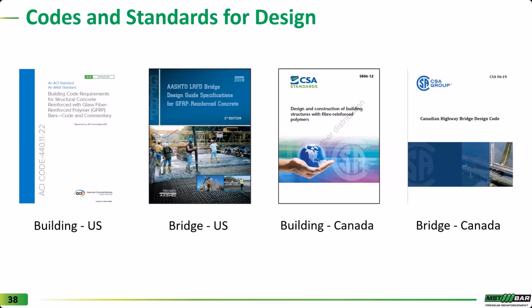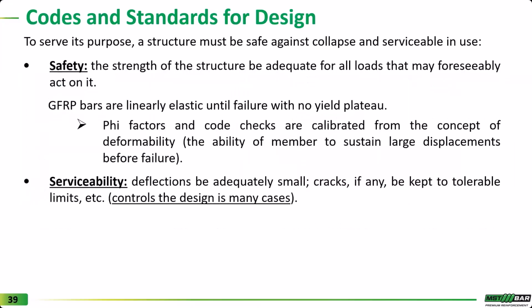Also, when it comes to the design of the highway bridges, there is the second edition of AASHTO LRFD bridge design guide specification for GFRP reinforced concrete. In Canada, we have a standard called CSA S806. This is for design and construction of building structure with fiber reinforced polymer. And also there is another standard, chapter 16 of Canadian Highway Bridge Design Code, which covers the design of highway bridges with GFRP bars.